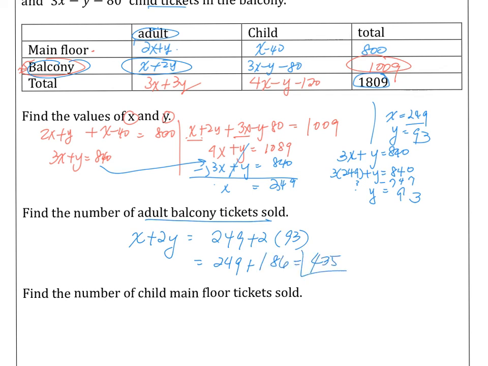And the last part wants you to find the number of child main floor tickets. So main floor, child. And that will be x minus 40. So 249 subtract 40 will make 209 child main floor tickets. And this concludes the lesson.